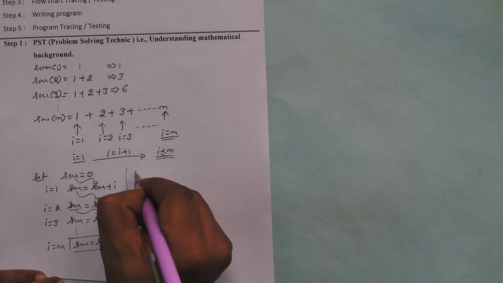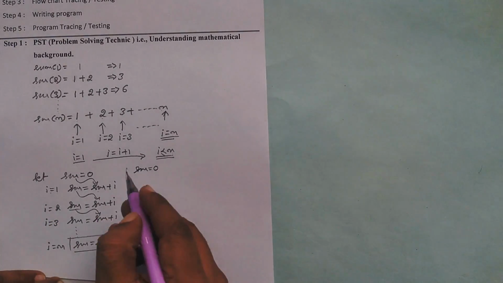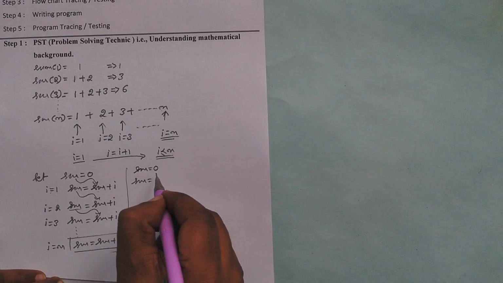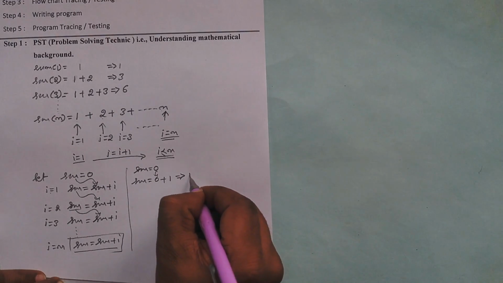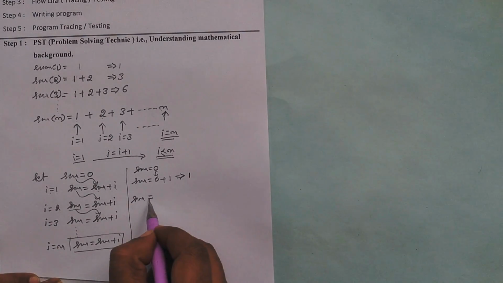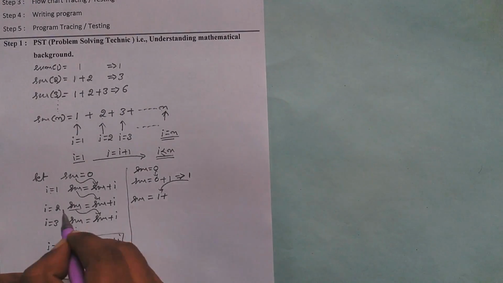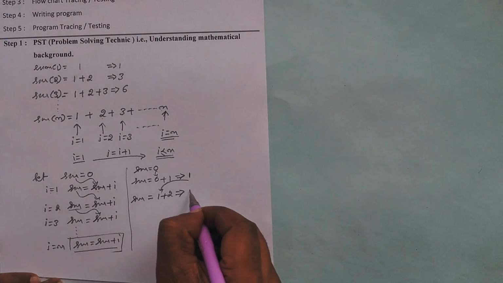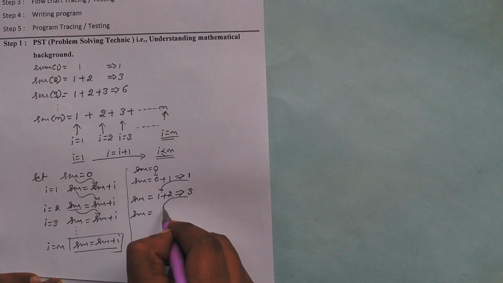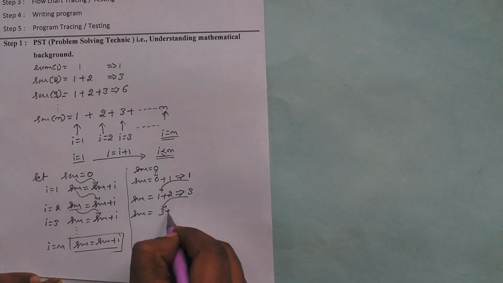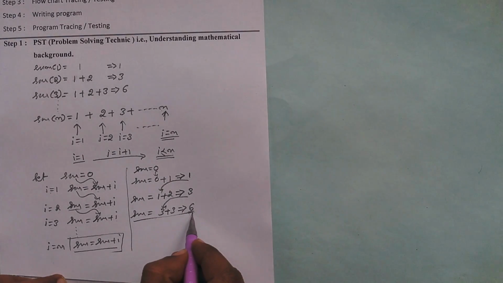Let us trace this. At the beginning, sum is equal to 0. Whenever I is equal to 1, sum equals previous sum plus I. Sum is equal to 0 plus I, that is 1, which yields 1 only. Whenever I is equal to 2, sum equals previous sum plus I. Previous sum is 1 plus I value is 2, that yields 3. Whenever I is equal to 3, sum equals previous sum, which is 3, plus I value is 3, which yields 6. Next, let us move on to flowchart.